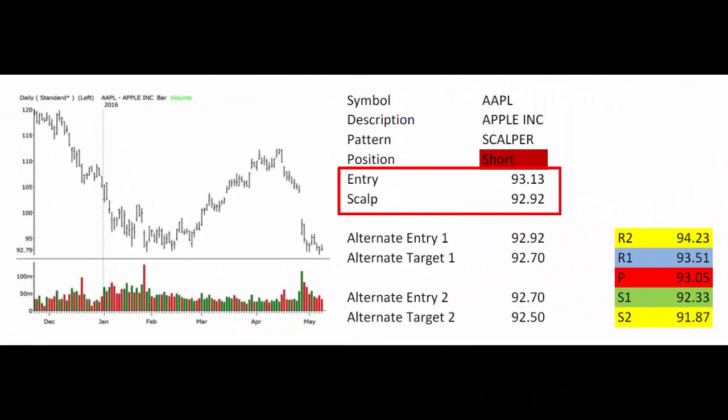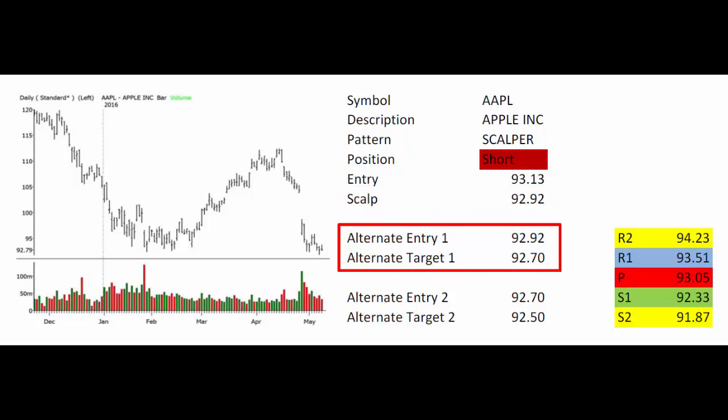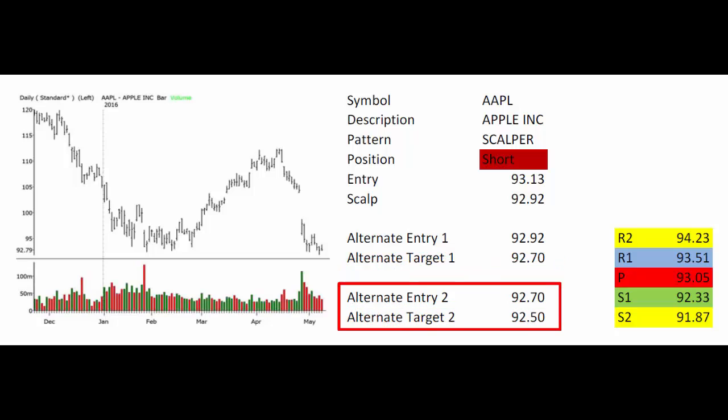If it falls down, it's going to hit 93.13, and then we're looking initially for that move from 93.13 down to 92.92. And then if it pops up above 92.92 and we're watching it, we're going to want another move from 92.92 down through 92.70. And then same thing, if we get taken out at 92.70, we'd be looking for a 92.70 entry with a 92.50 target.